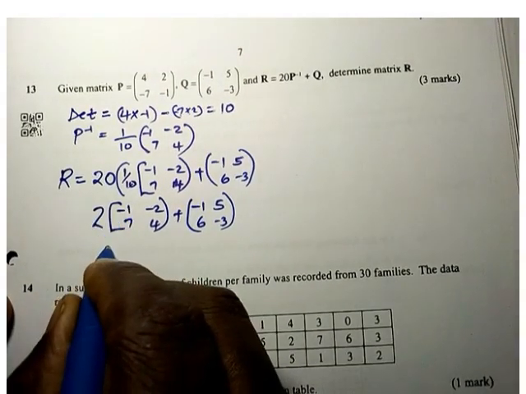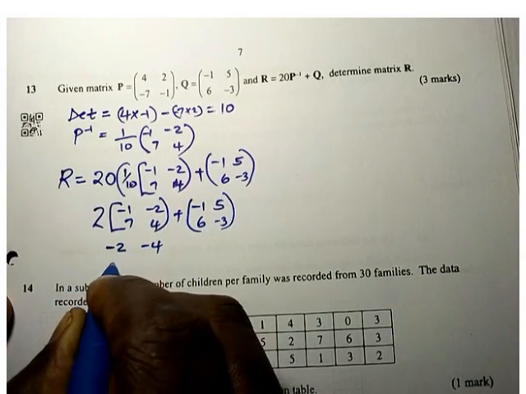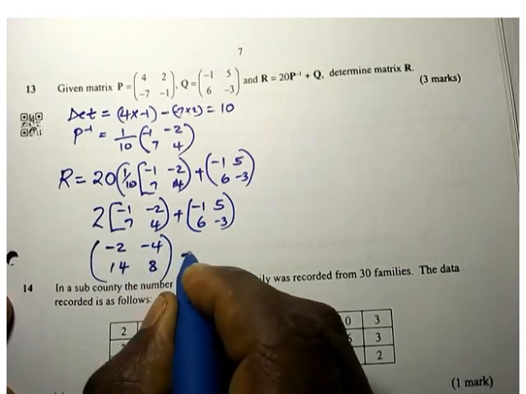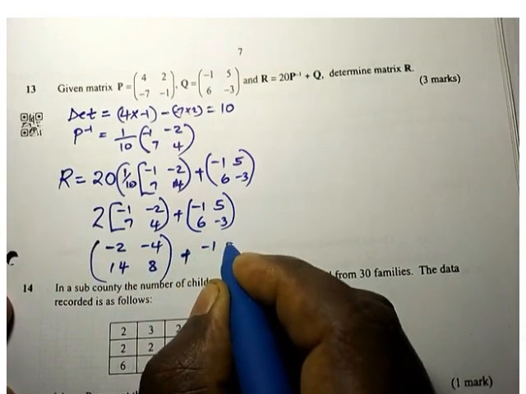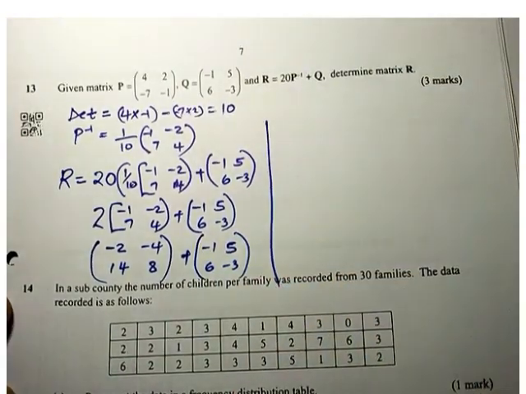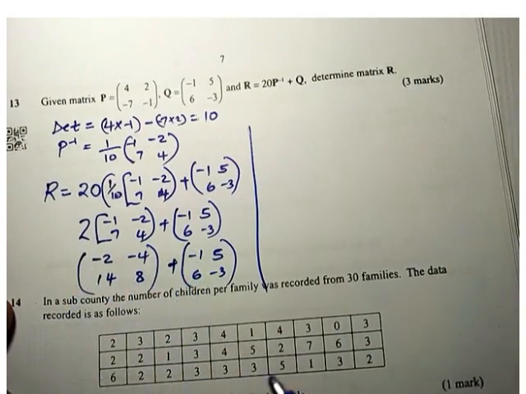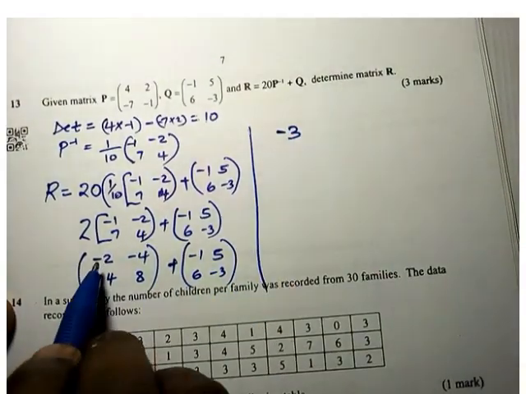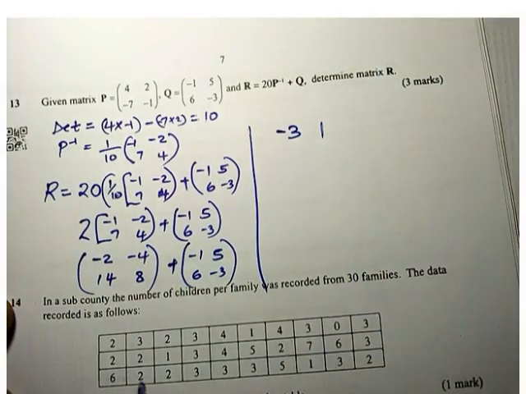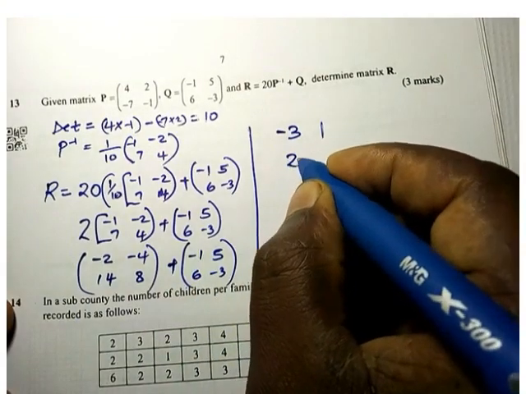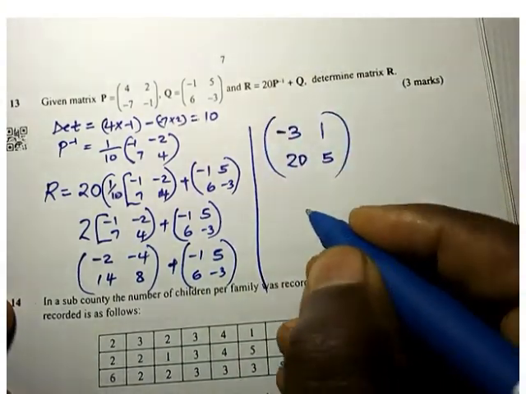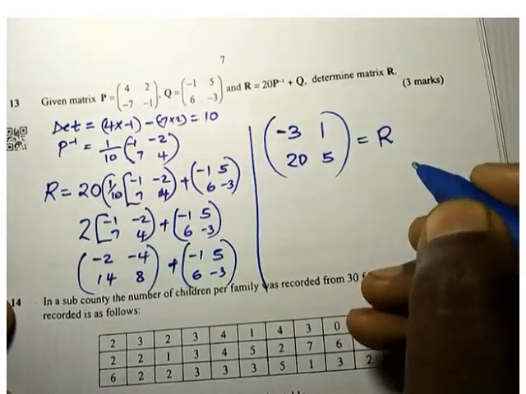This is going to be negative 2, negative 4, 14, 8, plus negative 1, 5, 6, negative 3. So this plus that is going to be negative 3. This is going to be 1. This plus this is going to be 20. This plus is going to be 5. So R, this is equal to R.